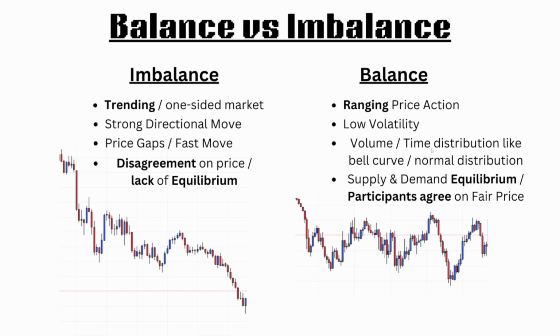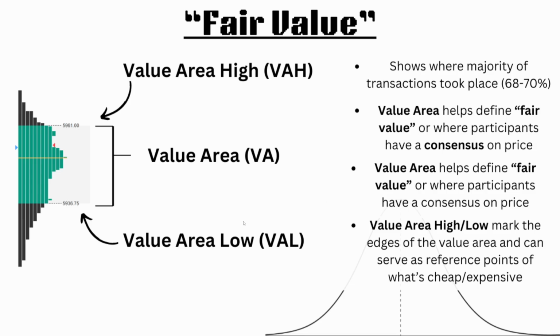Now, how we can use this is in a balancing market, it will create a profile like this that looks like a D. And we have a few components that we can use on the TPO chart to help us contextualize the market. So the TPO chart has a value area high, a value area low, and those encapsulate the value area. Now this shows us where 68 or 78% of time was spent.